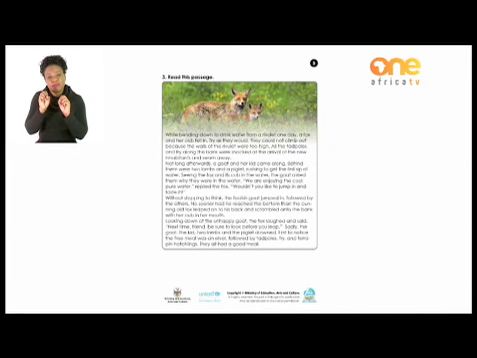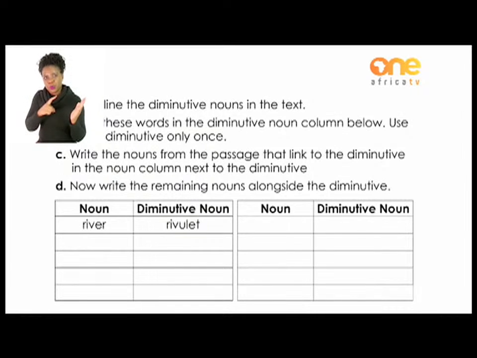Right, boys and girls, that's how we should read. Then we turn to page 6 of the booklet, where we have the questions. You answer those questions from A to D. For instance, the first one would tell you, underline the diminutive nouns in the text. So if you go back to the passage on page 5, as you read through, you would see quite a number of diminutives in there. Then you underline. Yours is simply to underline the diminutives. And then B says, write these words in the diminutive noun column below. Use each diminutive only once. Right, so I would like you to do that exercise.